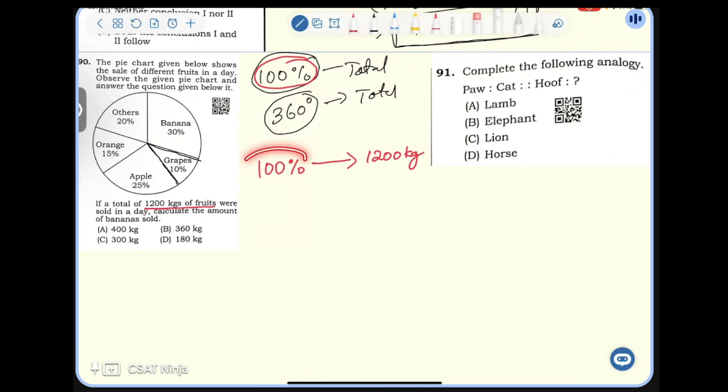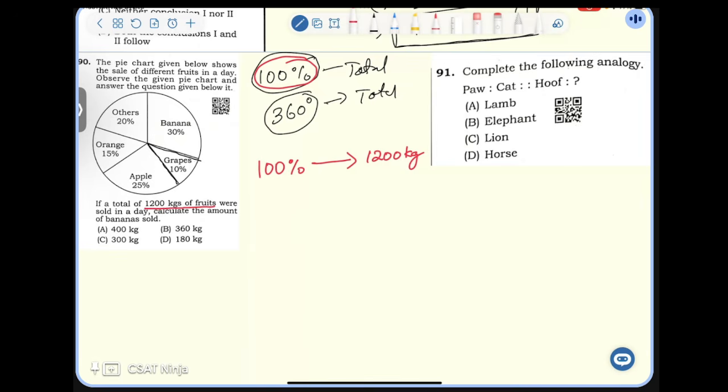Why am I using 100% here? Because the question says it is given in terms of percentage, which means if the asked question is in terms of percentage, the total is 100%. If in terms of degree, then the total is 360. So now, my 100% is equal to 1,200 kg.